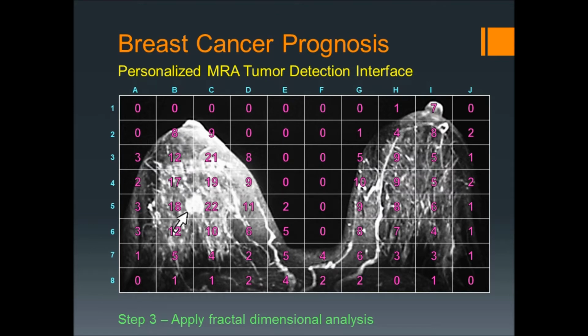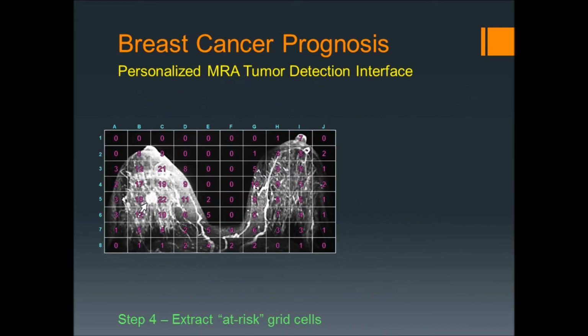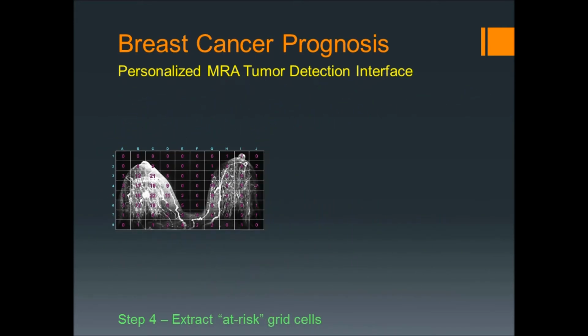We then get a single number called the fractal dimension, which is what you see in each of the grid cells. We will then extract the at-risk grid cells. The higher the fractal dimension, the more chance there is a tumor in that cell location. Looking at the MRA scan, we can easily see that cell C5 has the highest fractal dimension of 22.